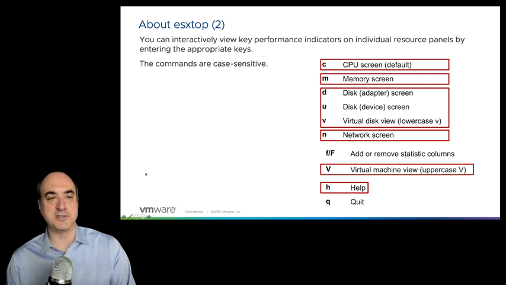You'll notice that there's also a capital V there. That actually will do what's called virtual machine view. This is if you have a CPU or memory screen, which actually shows not just VMs, but also all the system mechanisms too. And so if you want to strip away all the system metrics and all you want to see are VMs, you hit the capital V. That will take away all the non-VM stuff. It makes the output a little bit easier to read sometimes.